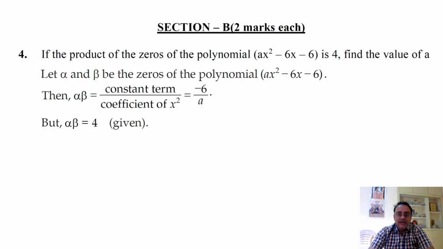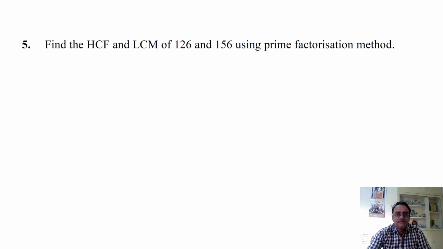So we'll get alpha beta, the product, which is given as 4. So we'll substitute: minus 6 by a is equal to 4. So 4a is equal to minus 6, right? यहाँ पे -6 की जगह पे एक a, तो a कितना हो जाएगा -6 upon 4, that is -3/2. Okay, so now the next question.